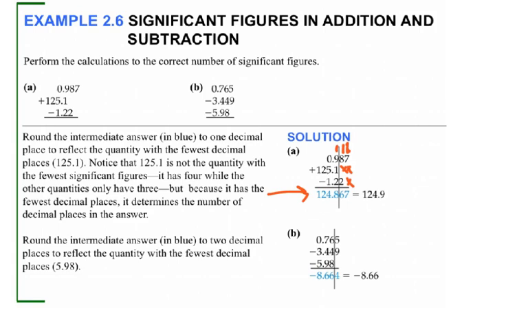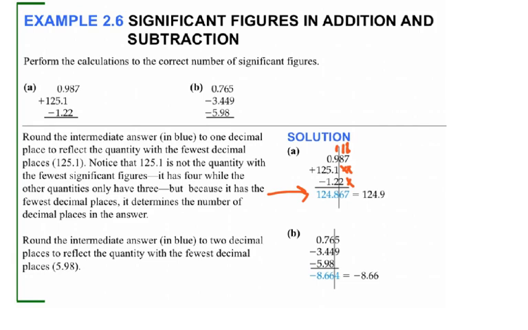You've got 0.765. They're subtracting it by 3.449. Then they're subtracting it again, minus 5.98. And obviously, you're going to get a negative number. That doesn't do anything to the rules. The rules apply to positive and negative numbers. So here's what's going to happen. After the math was done, they got negative 8.664.